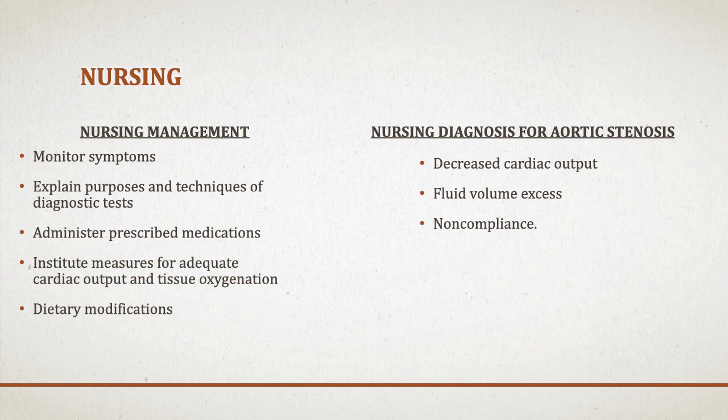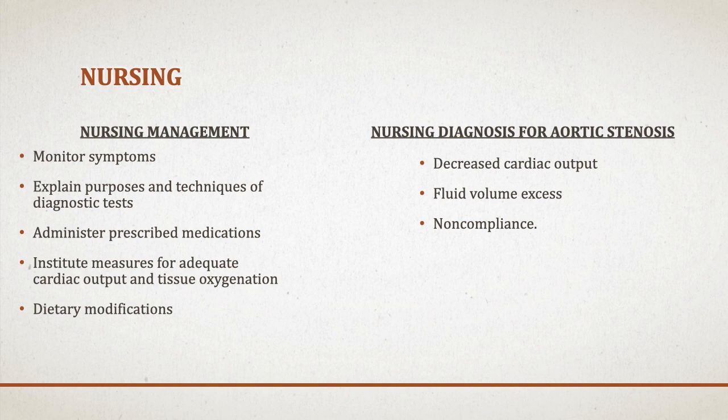Institute measures for adequate cardiac output and tissue oxygenation. So you need to make sure that the patient can tolerate their activities, make sure that you are encouraging them to move, and make sure that they're getting adequate oxygen. If they need some O2 nasal cannulae to help them oxygenate those tissues and get oxygen to those vital organs, then you need to put some oxygen on them. Dietary modifications. Like I said, controlling that sodium, which no one likes to do, is one of those modifications we need to encourage our patients to do.